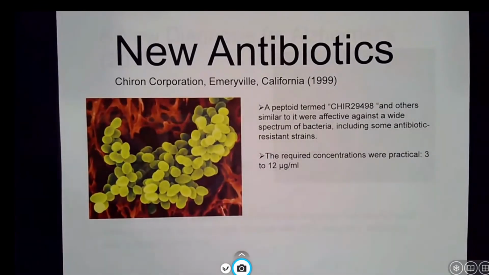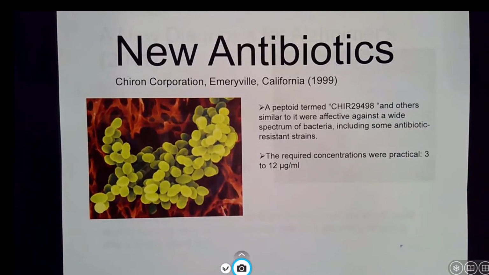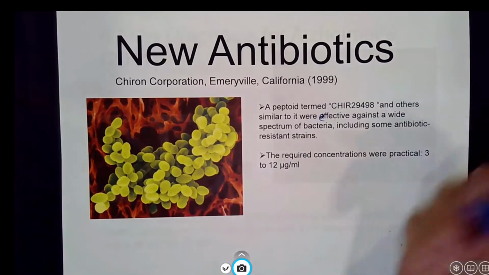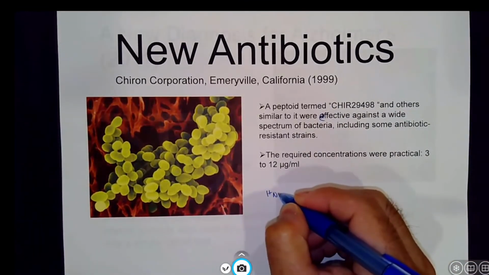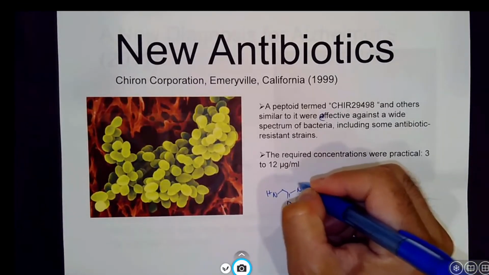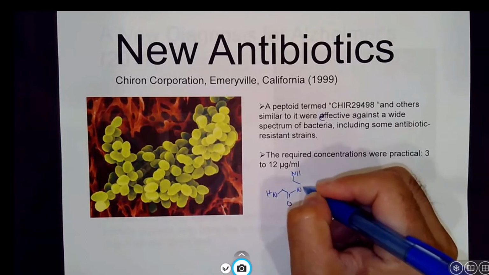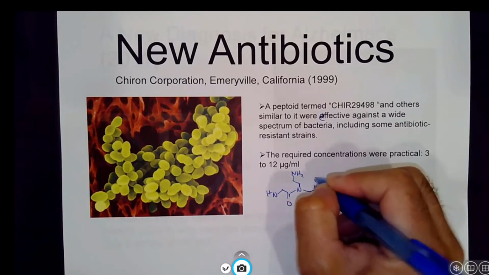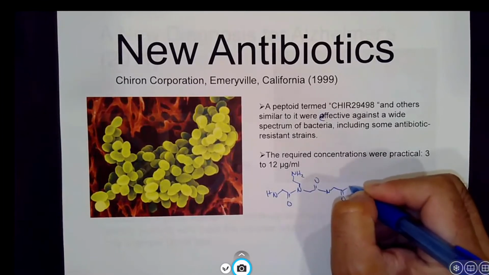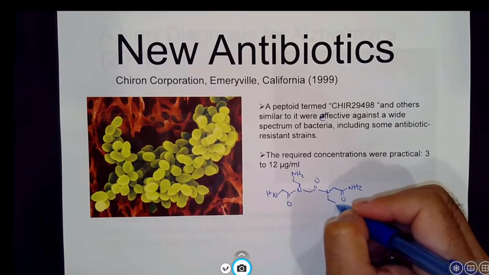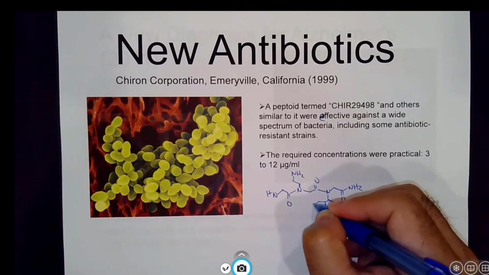A company back in California, Chiron Corporation, Emeryville, in 1999, developed a peptoid termed CHIR29498 and others, and these were effective against a wide spectrum of bacteria, including some antibiotic resistant strains. So this should be effective. I'll just give you the structure of this peptoid. I wouldn't expect you to memorize this or anything like that, but I want you to appreciate really how simple peptoids can be in terms of their synthesis.